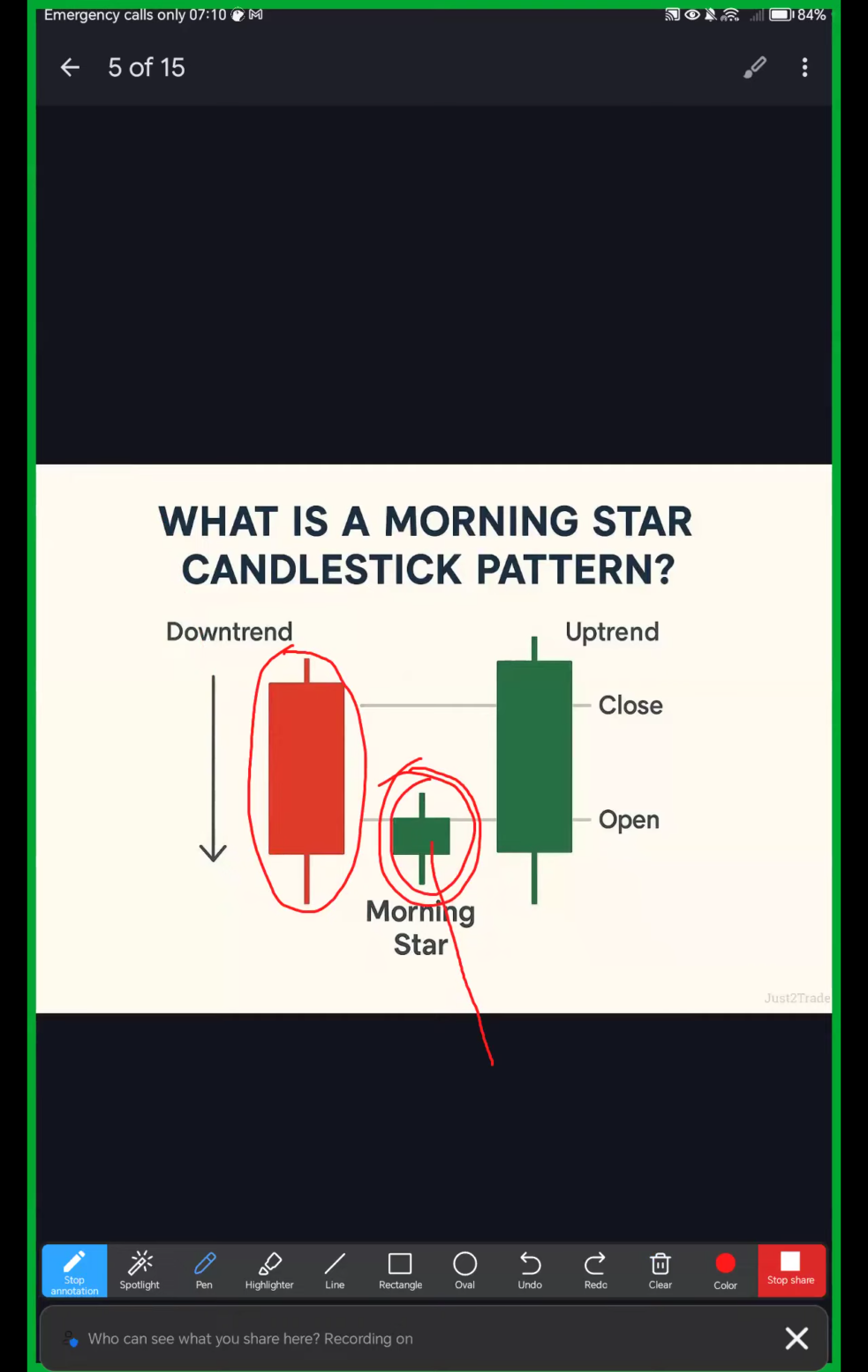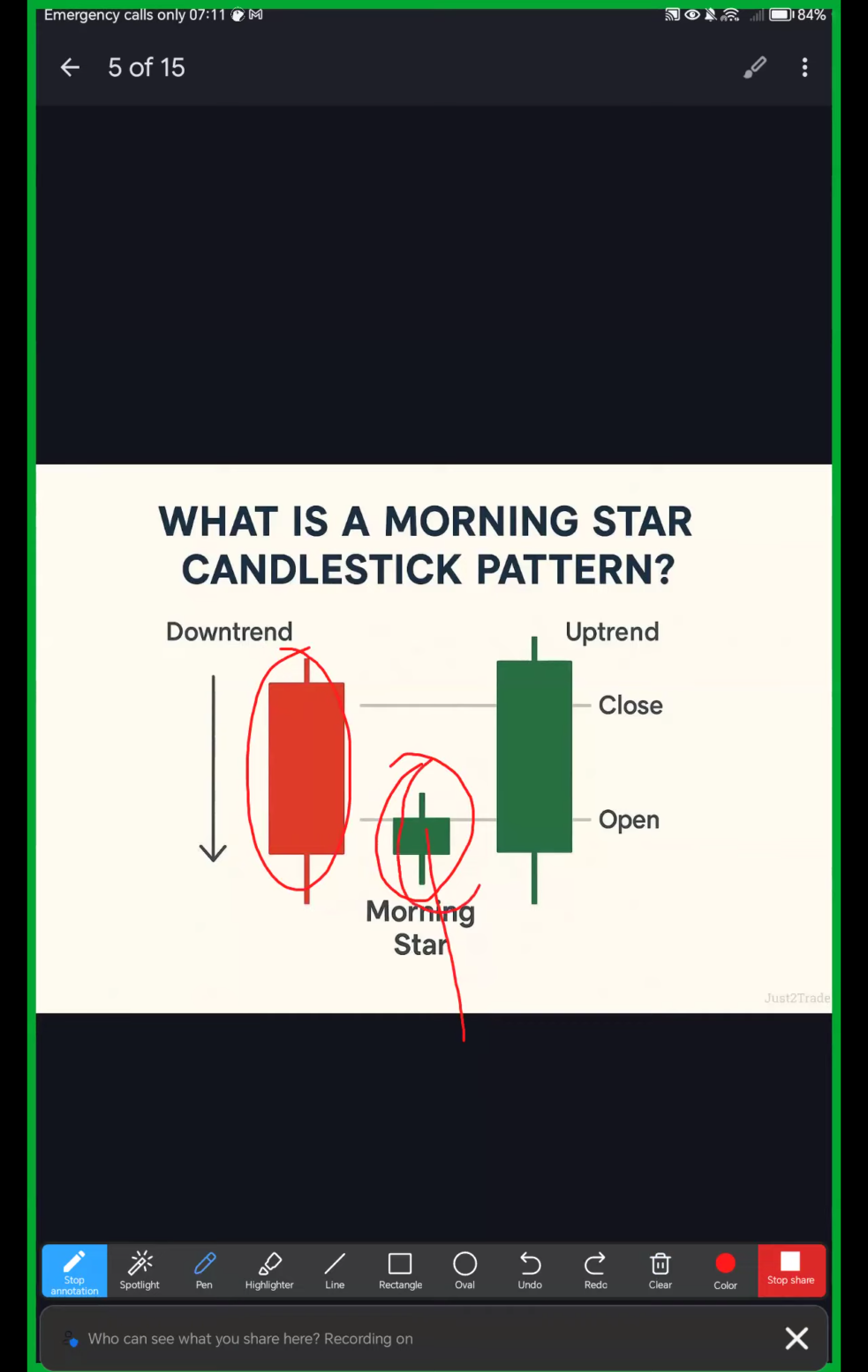As a result, when the trade session ends, you will see that this was a 4-hour candlestick, and this is also a 4-hour candlestick. But you will see that the presence of power that was here and the presence of power that is here is a little bit different. So what does that mean? It means that sellers are failing to push the price further down.